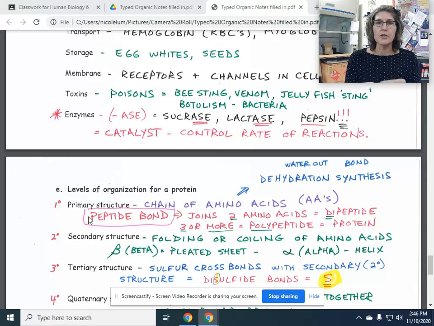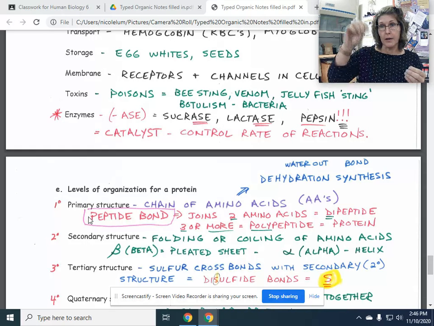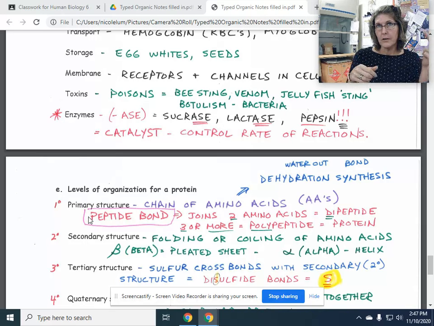So a peptide bond joins 2 amino acids. Every time I join another amino acid on, I take out another water, I make another peptide bond. 2 amino acids joined together is a dipeptide. 3 or more, just like sugars, mono, di, poly, I have a polypeptide. So 3 or more amino acids joined together is a polypeptide. Another name for polypeptide is protein. So a polypeptide is a protein.